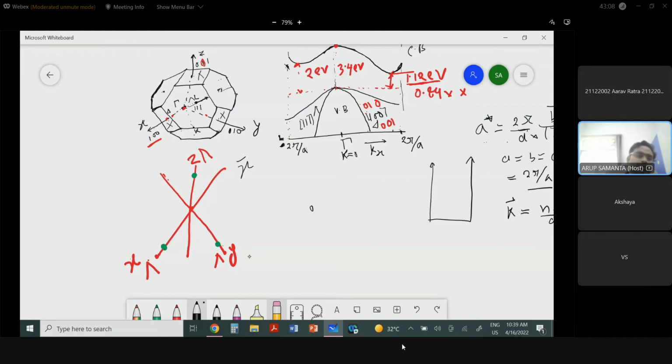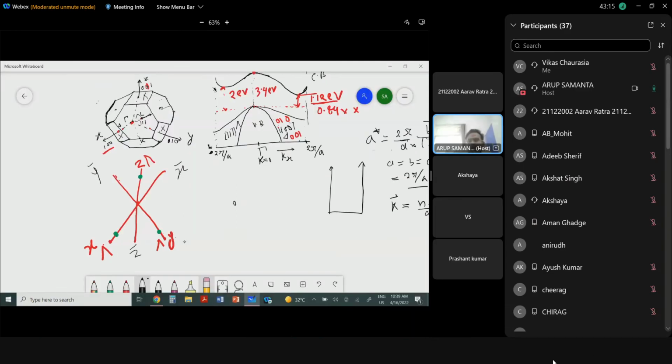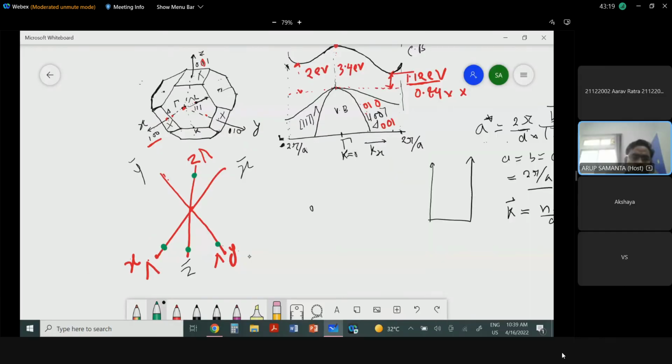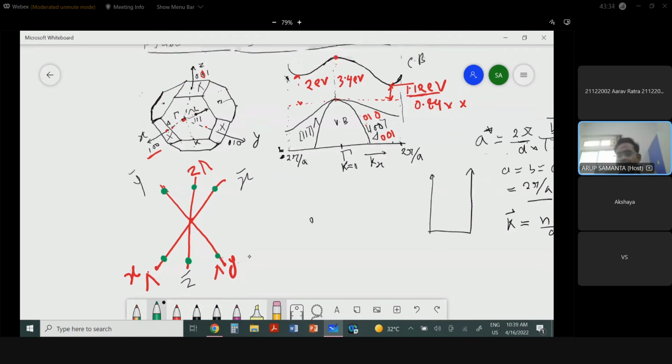Same for this one: if you construct the opposite side, you can find the y2, y prime plane, and the z2 minus z direction, and you can find another three minima. Actually, you can get 6 minima due to this X point. So your conduction band minima is 6 for this X point, with a band gap of 1.12.